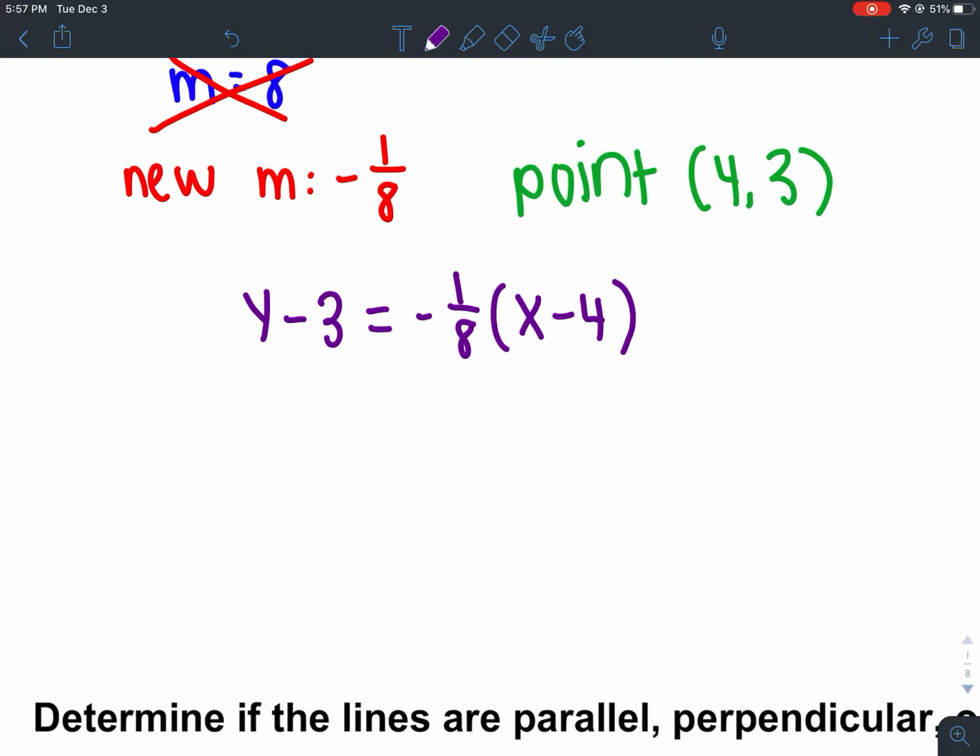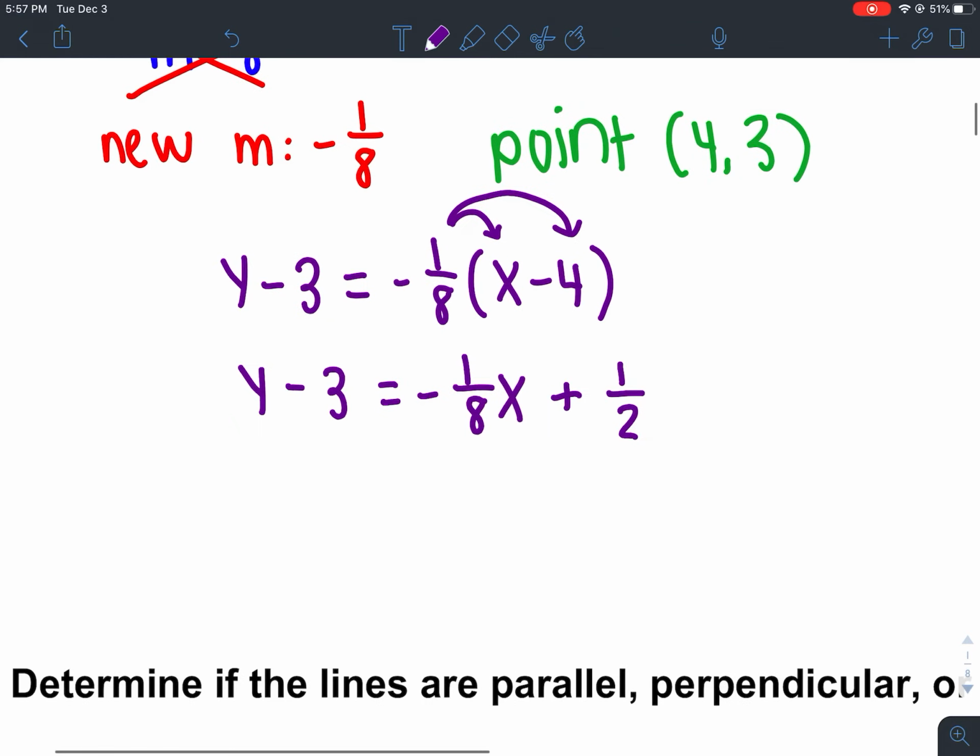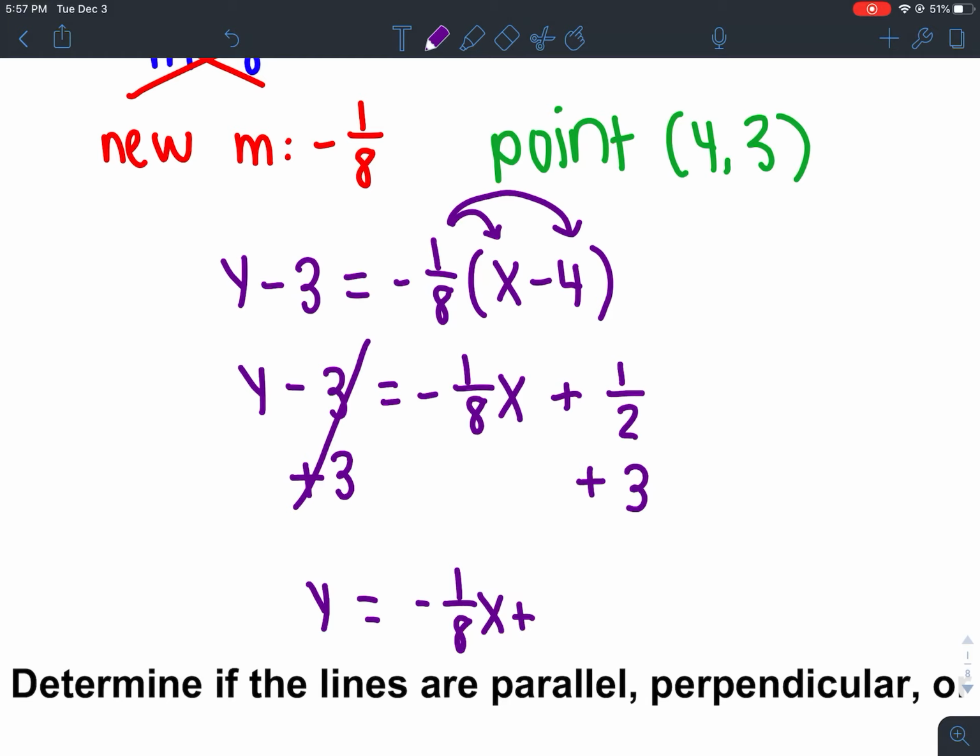All right, so now we're going to distribute. So we have y minus 3 equals negative 1/8 times x is negative 1/8 x. Negative 1/8 times negative 4 is positive 1 over 2. Okay, so if I multiply those together, I get positive 1 over 2. Want to get y by itself, so I'm going to add 3 to both sides. Y equals negative 1/8 x plus 7 over 2.